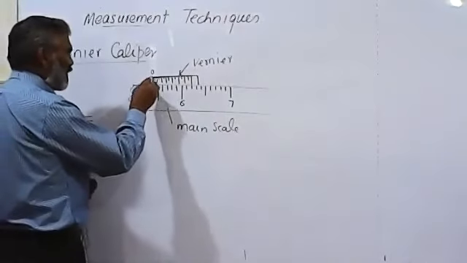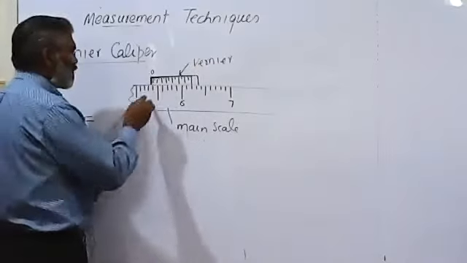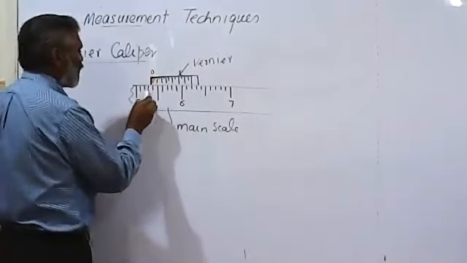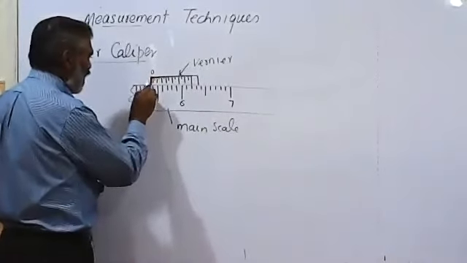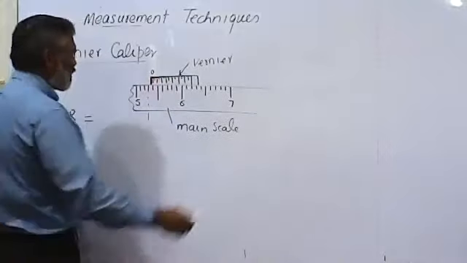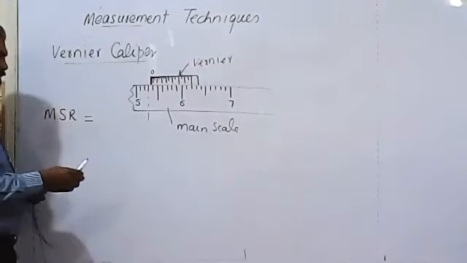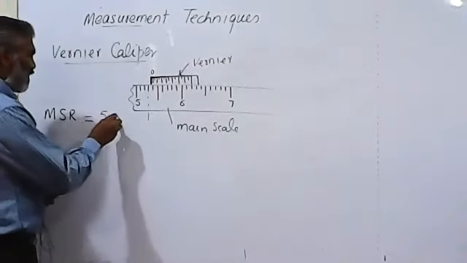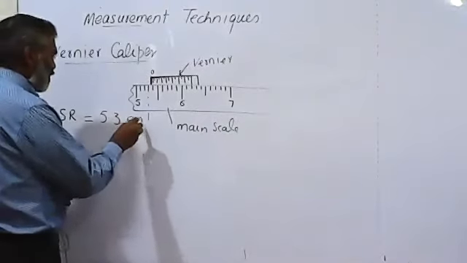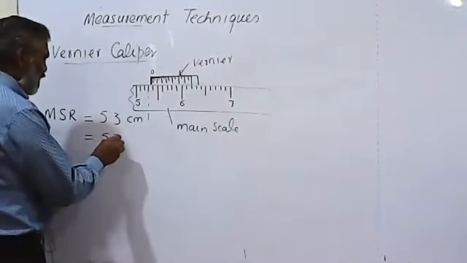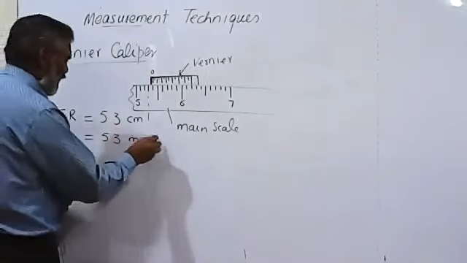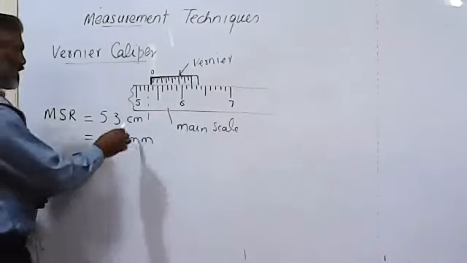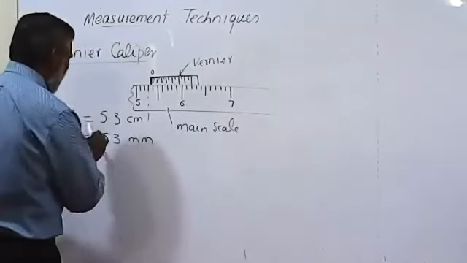Let's assume this is the 0. So if this is 0, it has gone beyond 5.3, but it has not crossed 5.4. So it is between 5.3 and 5.4. So I will take 5.3 centimeter, or in other words 53 millimeter, as the main scale reading. 53 millimeter is the main scale reading.